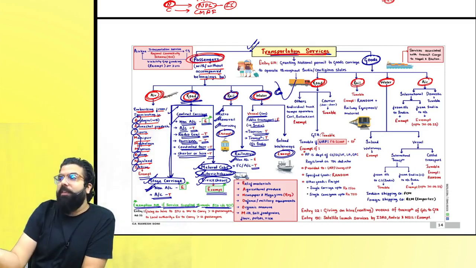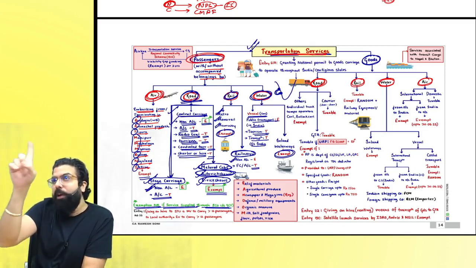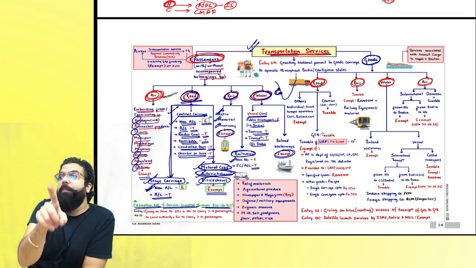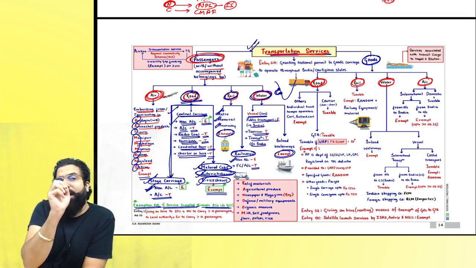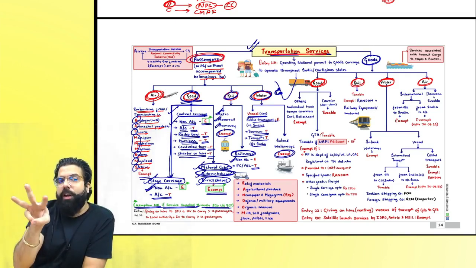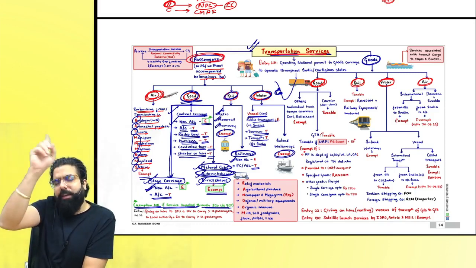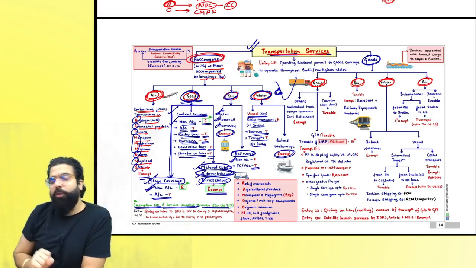Road transportation: stage carriage, non-AC, exempt. Contract carriage, non-AC, exempt. Metered cab, auto rickshaw, e-rickshaw is exempted. But this exemption in all three, stage carriage, contract carriage, or metered cab, auto rickshaw, e-rickshaw, will not apply if the services are supplied through an e-commerce operator. This is the amendment for your number 22.